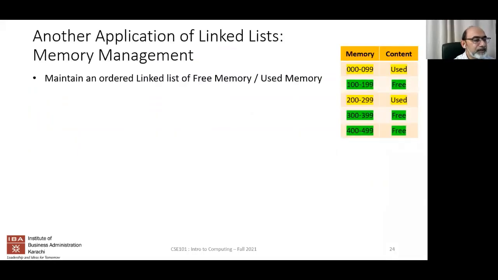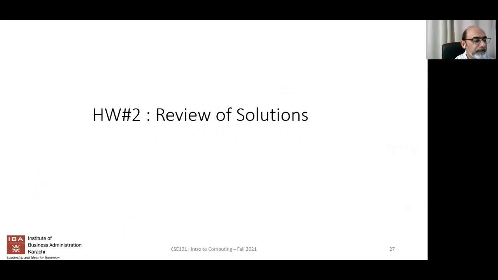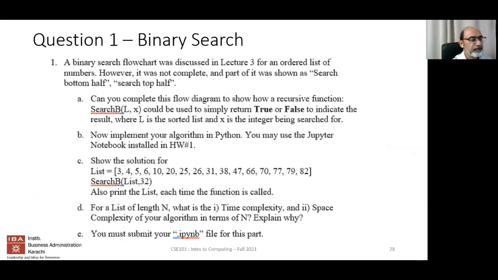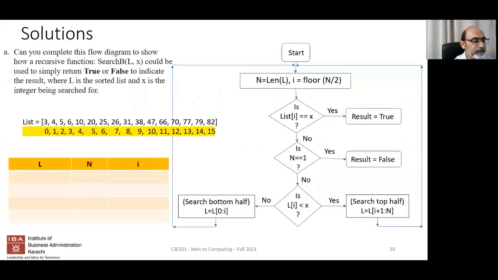There are other applications of linked lists, but I'll skip this for right now. In the homework number 2 solutions, there are a few things that I'd like to point out. I'll give this out to you as part of the solutions. This was the algorithm that I had looked at, and this is what we mean by a specific flow chart.